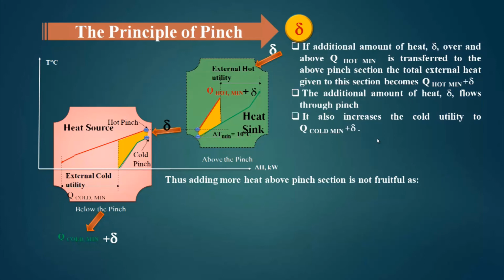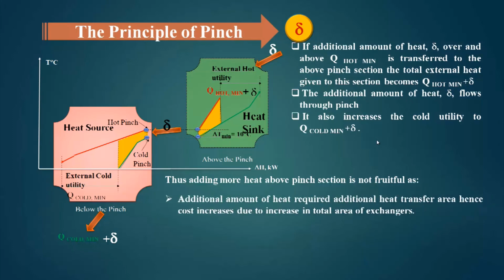So, adding more heat above the pinch section is not fruitful, because it is not required, and if I am forcefully adding the heat, then what will happen? Addition of heat requires additional heat transfer area, hence cost increases due to the increase in total area of the heat exchange. When I am adding this delta amount of heat, I cannot add it as it is, I have to provide heat transfer area for this addition.